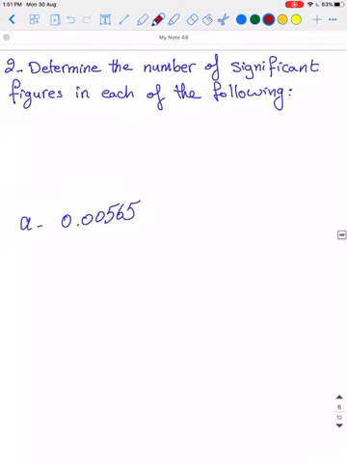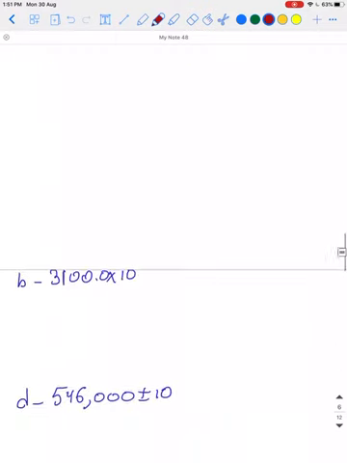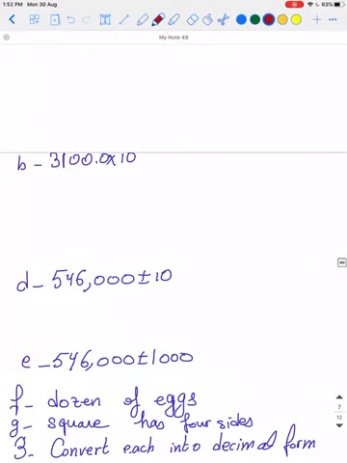Second problem, determine the number of significant figures. As we said, the leading zeros are non-significant. So the only significant ones here are 5, 6, and 5. So here we have 3 significant figures. In this number, everything that is a power of 10 is non-significant. So this is non-significant. Here there is a point, so I count this 0. So here we have 1, 2, 3, 4, 5. So here we have 5 significant figures.